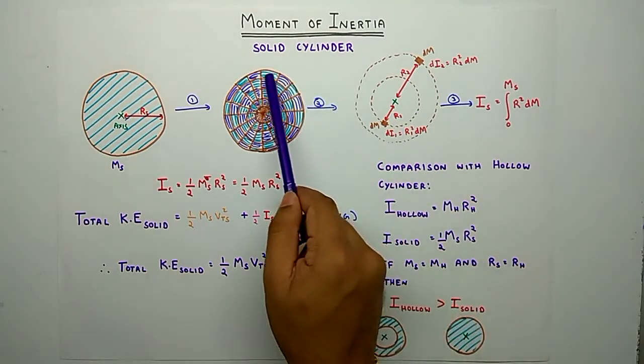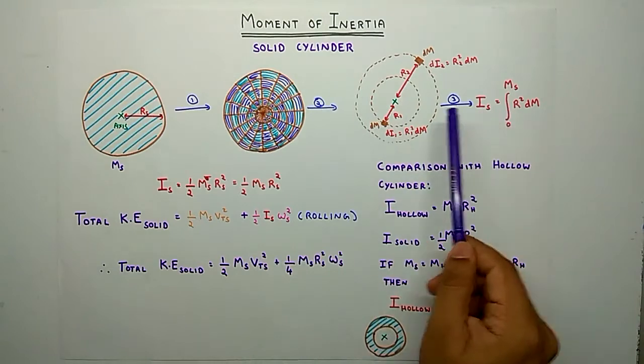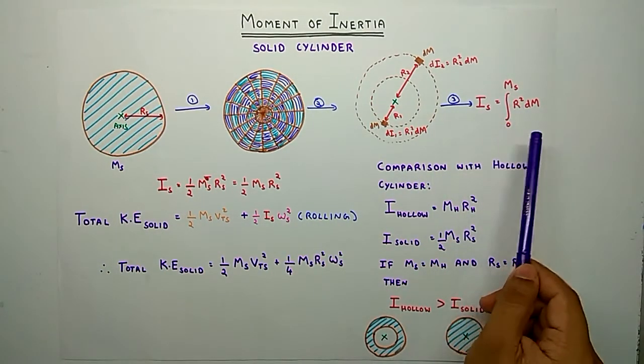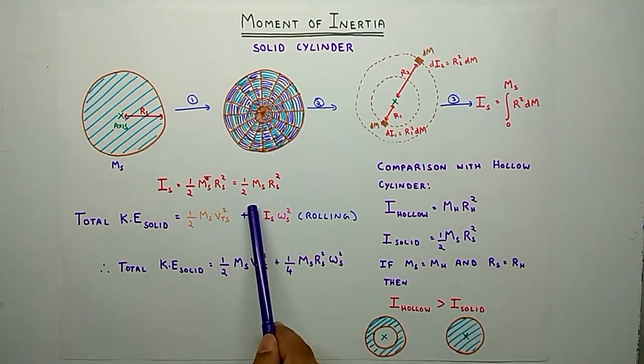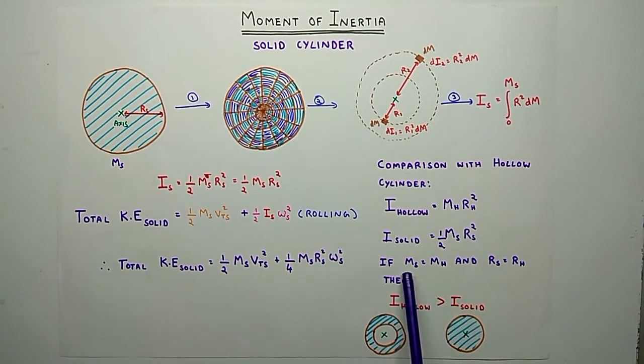Continuing our procedure, to calculate the total moment of inertia, we need to sum up the moments of inertia of all the mass chunks. Since our cylinder has continuous mass distribution, we can use integration to calculate the total moment of inertia. If we compute this integral, we get the result Is equal to half Ms Rs squared. Let's hold on for a moment and compare this result with that of the hollow cylinder. We have I hollow equal to Mh Rh squared, and the moment of inertia of the solid cylinder equal to half Ms Rs squared. Just for the sake of understanding, if we consider Mh equal to Ms and Rh equal to Rs, then we see that the moment of inertia of the hollow cylinder is greater than the moment of inertia of the solid cylinder.